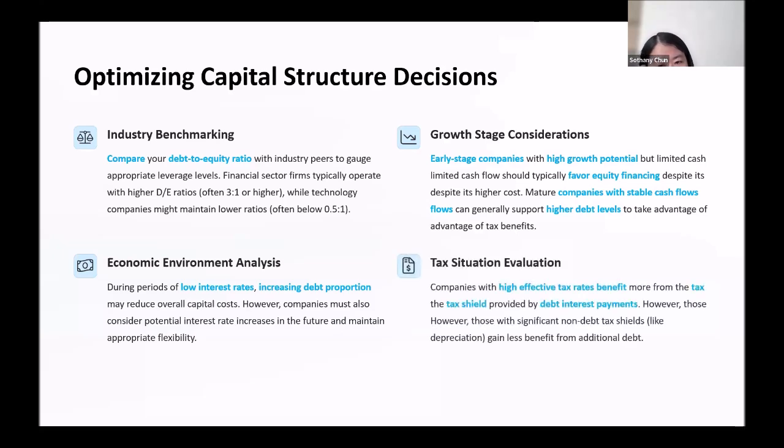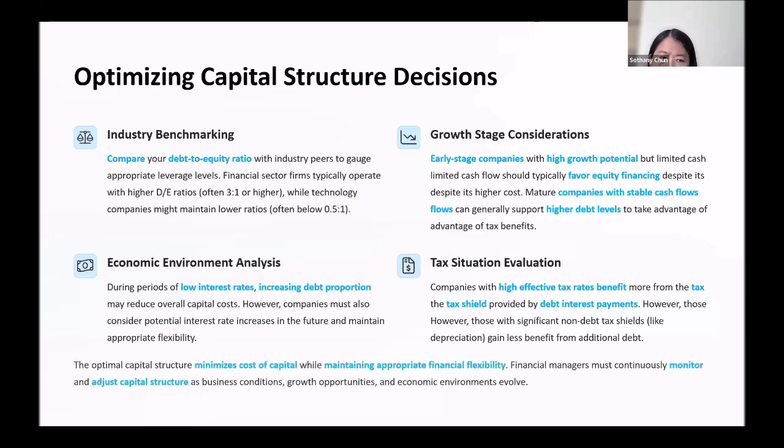The last one is the tax situation and evaluation. A company with a high effective tax rate benefits more from the tax shield provided by the debt interest payment, because the debt interest payment is tax deductible.